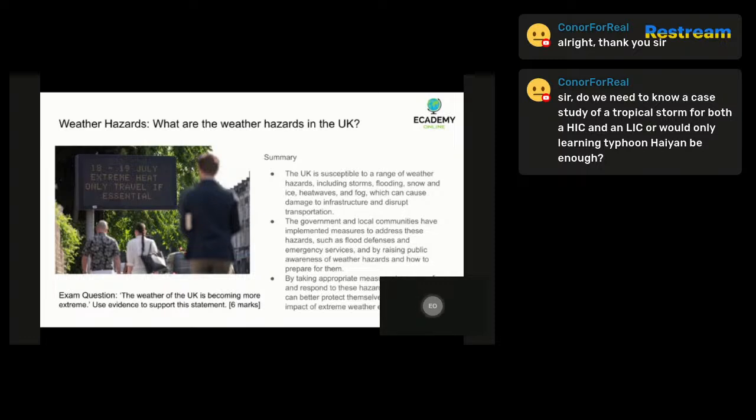So what are the weather hazards in the UK? The UK is known for its very changeable weather, with a wide range of weather hazards that affect the country. And I'm just going to go through all the main types of weather hazards that the UK faces. So you might want to make a note of these as we go along.